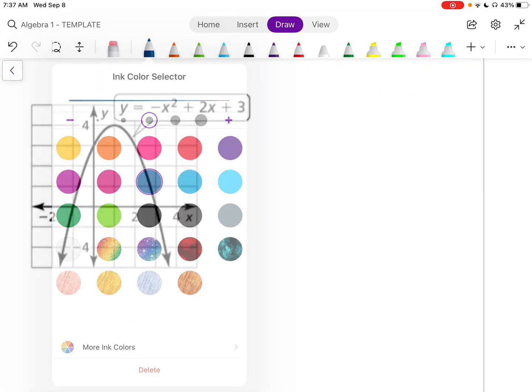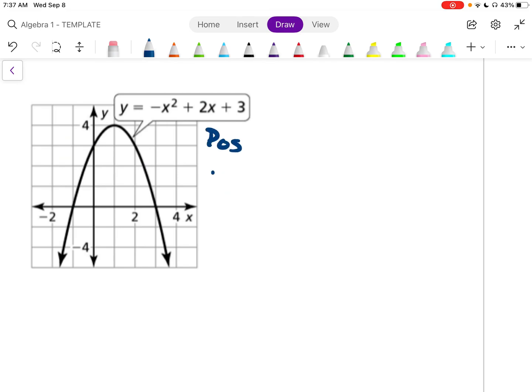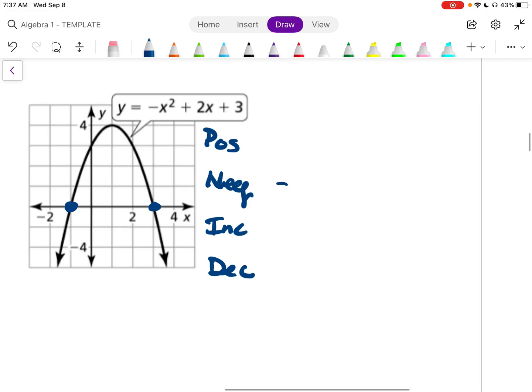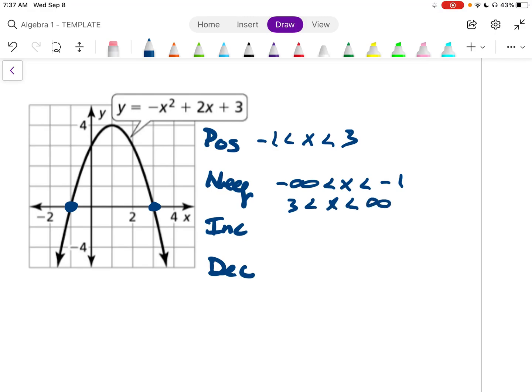Next up, positive. Well, we need to look at x-intercepts. Let's start off with negative because it starts off negative. We'll say negative infinity less than x less than, that's going to be -1. And then it goes to positive, so -1 less than x less than, that's 3. And then back to negative for 3 less than x less than infinity.